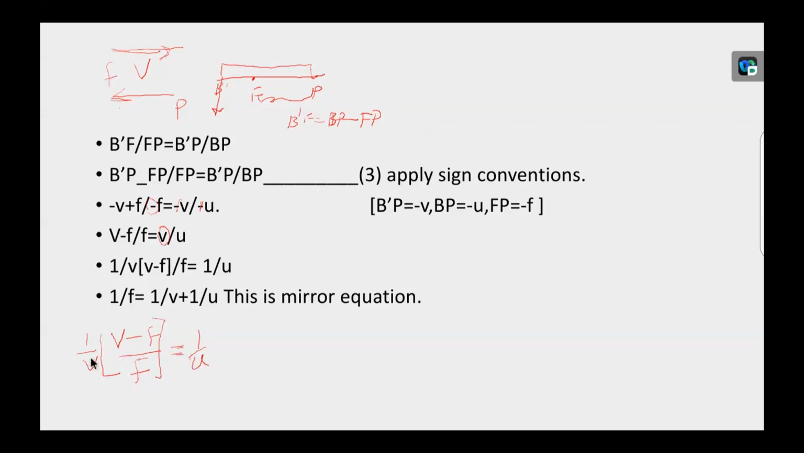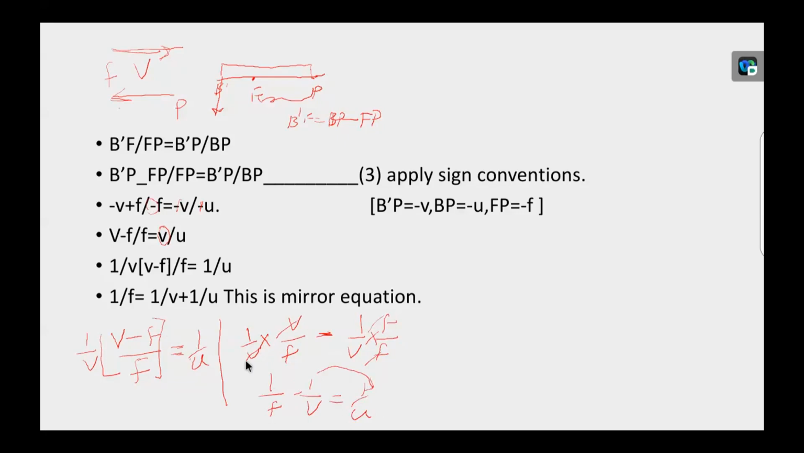Okay. Now multiply the whole V minus F by F with 1/V. Now observe here, 1/V multiplied with V by F, minus sign as it is, 1/V multiplied with F by F. This F will get cancelled, V will get cancelled. Therefore, we are left with 1/F minus 1/V equal to 1/U.